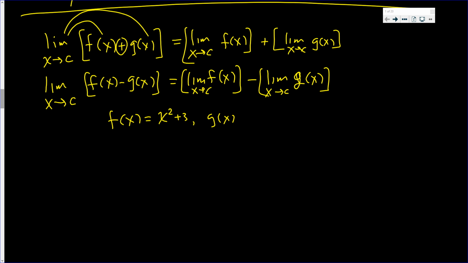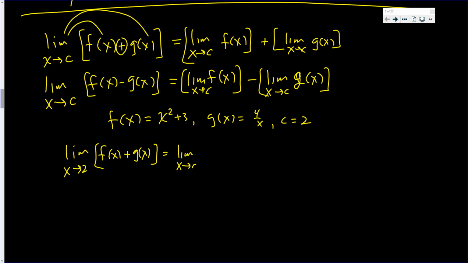and g of x is 4 over x, and c is 2, what is the limit as x goes to 2, because c is 2, of f of x plus g of x? Well, the rule says that you can take the limit as x goes to 2 of f of x, calculate that, and then add the limit as x goes to 2 of g of x.